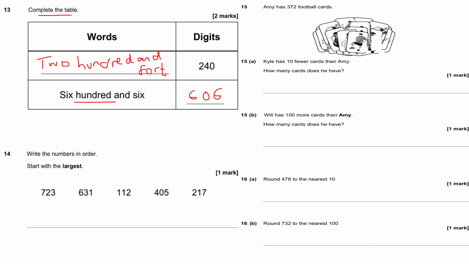Okay, question 14, guys. Write the numbers in order. Start with the largest. So we are going in descending order. So we're going from largest to smallest now. So be careful with this. Okay, it's going to be 723, then 631, then 405, then 217, then 112. Okay, and that, guys, would be my final answer.